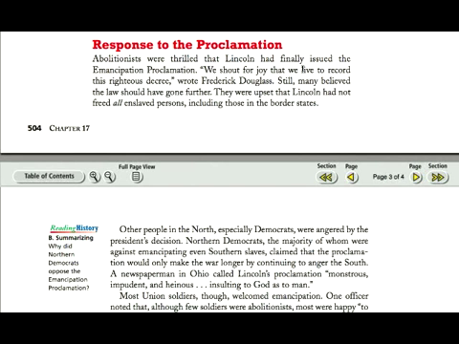Response to the proclamation. Abolitionists were thrilled that Lincoln had finally issued the Emancipation Proclamation. "We shout for joy that we live to record this righteous decree," wrote Frederick Douglass. Still, many believed the law should have gone further. They were upset that Lincoln had not freed all enslaved persons, including those in the border states.